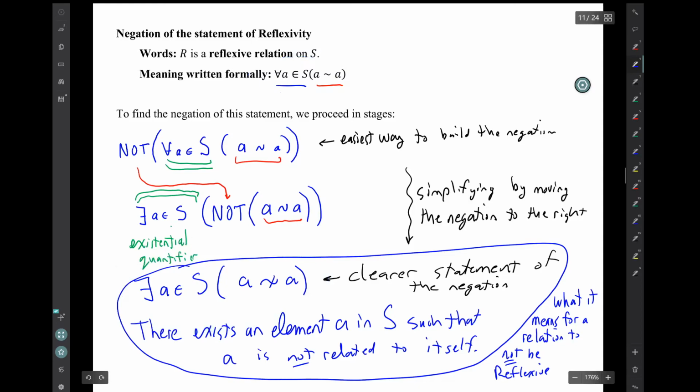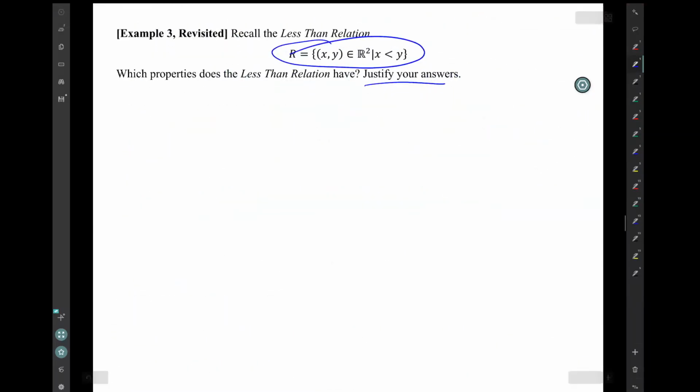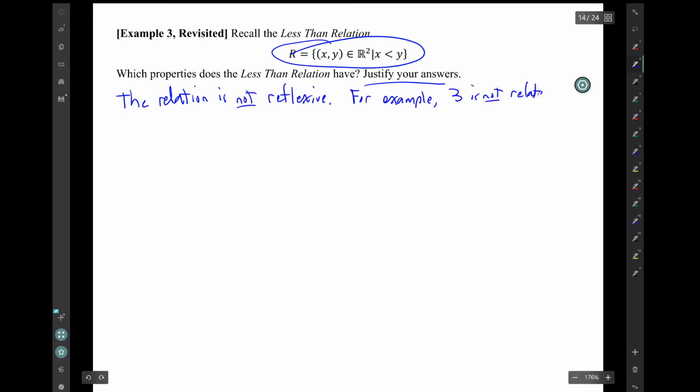All this is to say that our job here is to say whether or not this relation is reflexive. Well, we're going to claim that it's not reflexive, and the way that we do that is by giving an example. So 3 is not related to itself. So we say that 3 less than 3 is false.